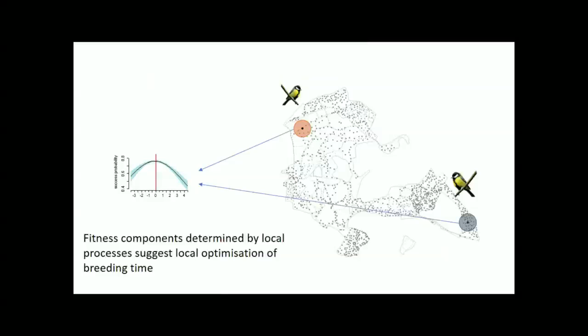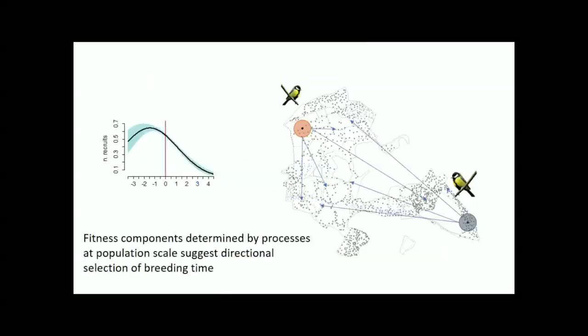When we have fitness components that are likely to be determined by local processes, in other words, processes that occur before the offspring leave the nest, it appears that we've got evidence for a sort of local optimization of breeding time. In other words, if you breed at the time that is the average time observed for that individual nest site, that's when you have the highest relative fitness. When we're talking about fitness components that are likely to be determined by processes occurring at the population scale, so after dispersal away from the breeding site, it looks like we've got directional selection for breeding time.